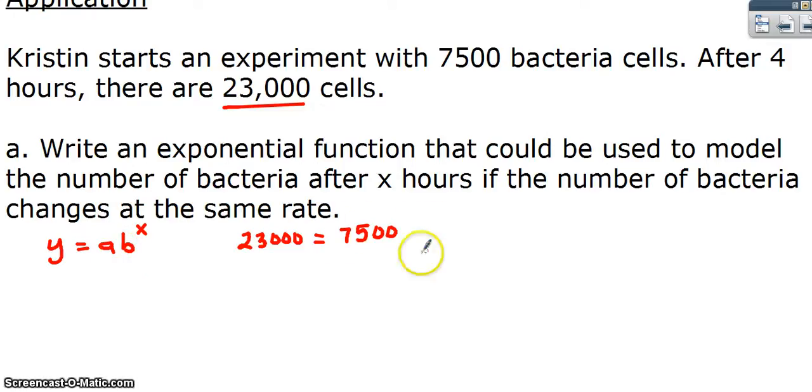B is your growth or decay factor, growth in this case. We don't know what that is yet, so we're going to leave that as b. And then we're going to raise it to the x. x is the number of hours, but they told us that in the problem, it's 4. So let's start out by solving this for b. We need to know what b is to write a proper equation. So I'm going to divide by 7,500.